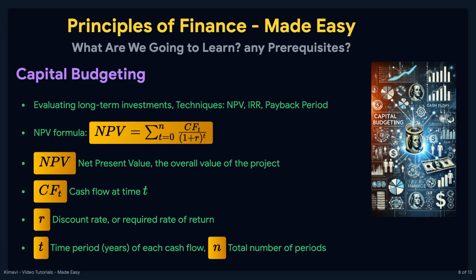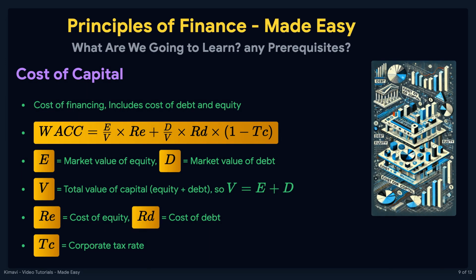Capital budgeting involves evaluating and selecting long-term investments that are in line with the company's strategic objectives. Techniques such as net present value, internal rate of return, and payback period are commonly used. For example, NPV is calculated as the sum of CFt / (1 + r)^t, where CFt is the cash flow at time t, r is the discount rate, and n is the number of periods.